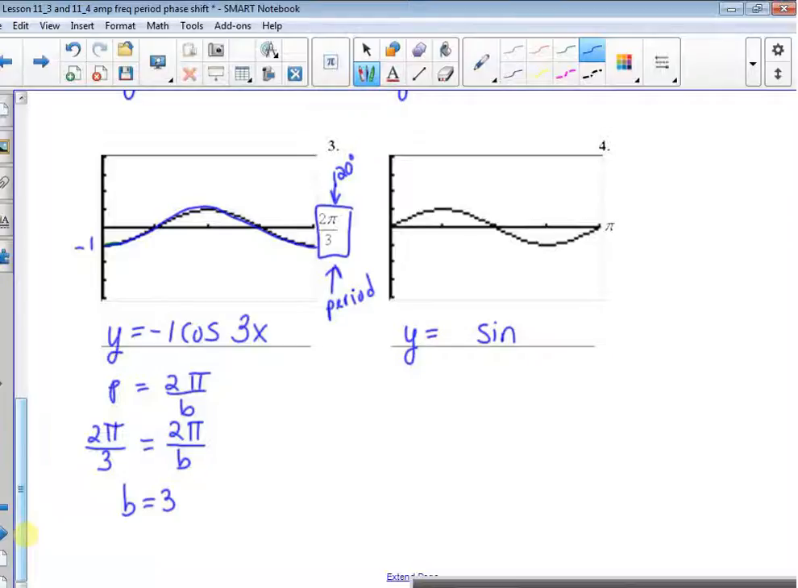It's going up, so it's positive. The amplitude is 1. You don't have to write that. The 1 is there, I just am not writing it. And then I'm getting one complete curve by pi. Well, the frequency needs to be how many curves by 2 pi?